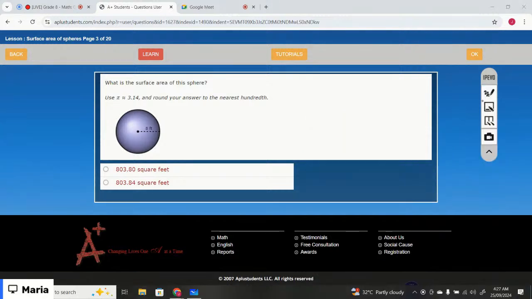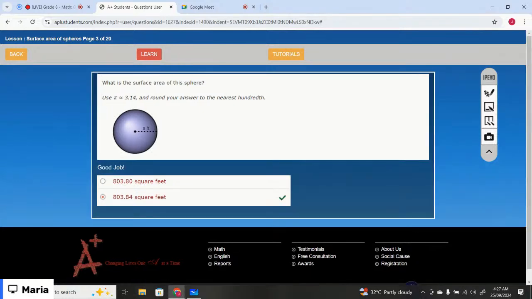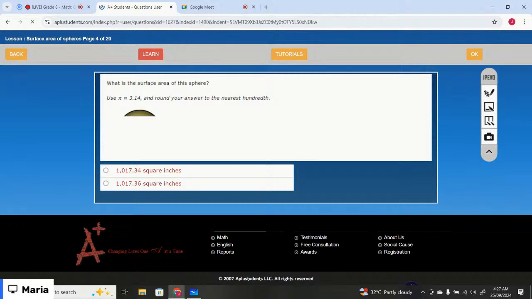803.84. Option number 2 is the correct option. Okay, the next one is, what is the surface area of the sphere? So which is the correct option?